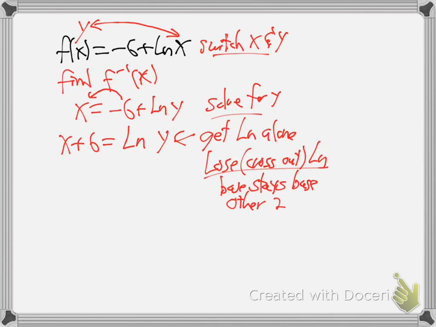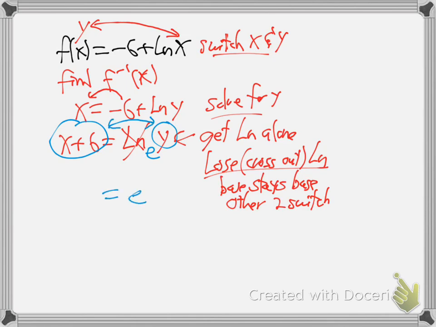The other two switch. So I'm going to cross off the log. You always get the log alone and then you cross it off, and when you do, the base stays the base, the other two switch. Who's the base? There's an understood invisible e for natural log. If it was regular log, the base would be 10, right? So you cross out the log, base stays the base. The other two, what other two? Meaning everything else. The whole x plus 6 and the y, everything else, switches positions.